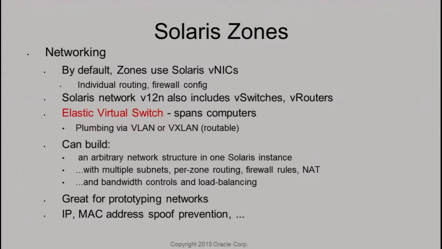zones and the different computers can connect to this switch, and they all think they're on the same switch, which has interesting availability characteristics. With all this, you can build any arbitrary network structure with IP addresses. You take a physical network and put it inside of a Solaris system with different zones for the different workloads. More security features like IP and MAC address spoof prevention.